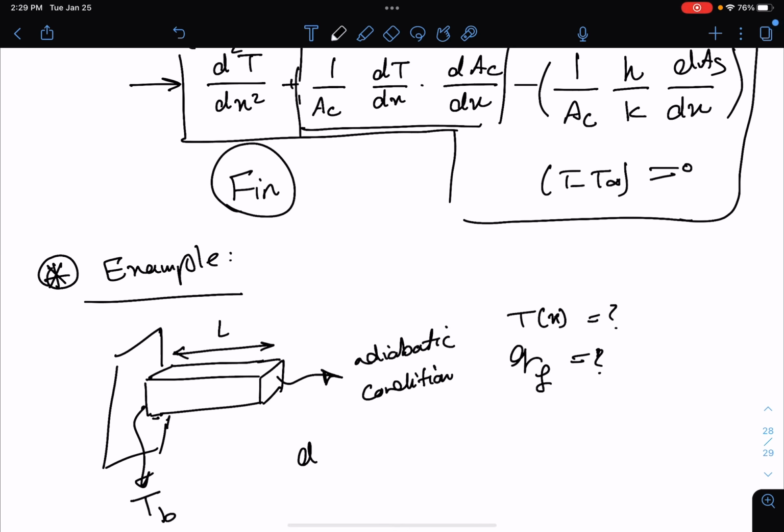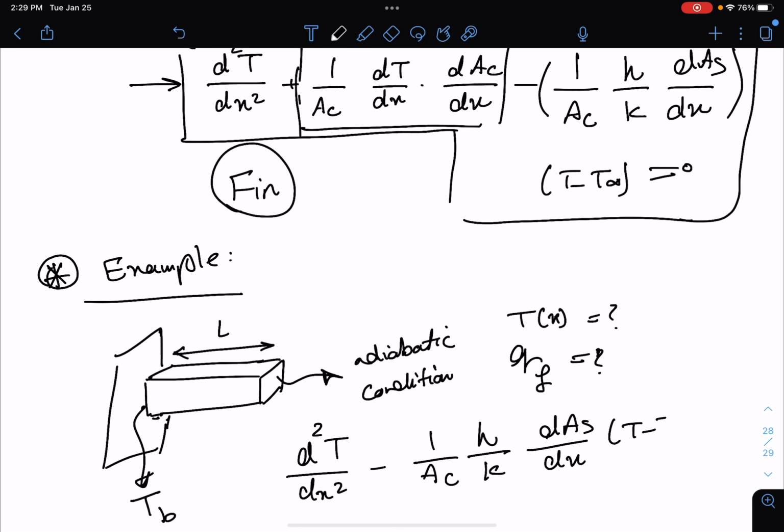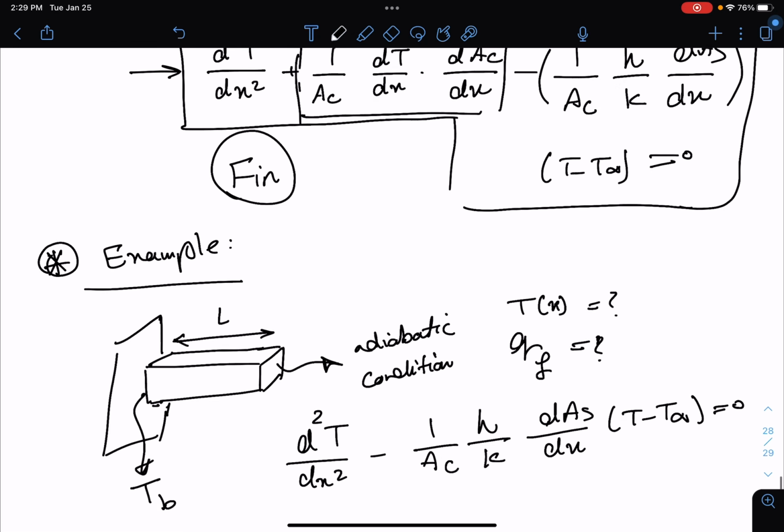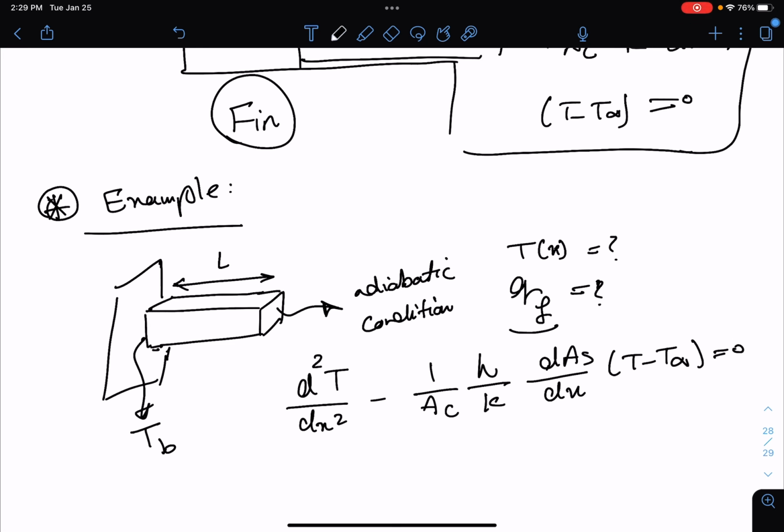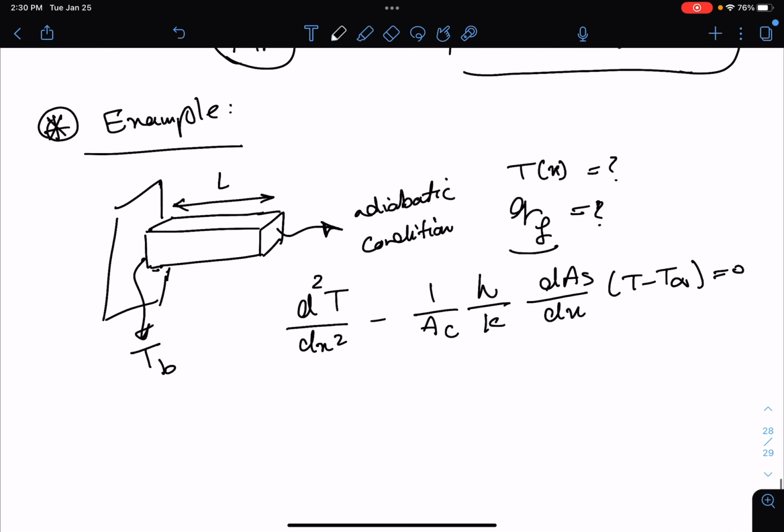So the governing equation for this problem is going to be d squared T over dx squared minus 1 over AC, h divided by k, dAs/dx, times T minus T infinity. What is that second unknown number solving for? What is that symbol? Q of fin. Q of F.